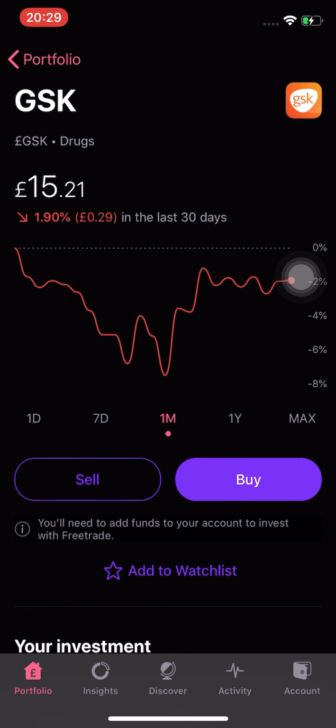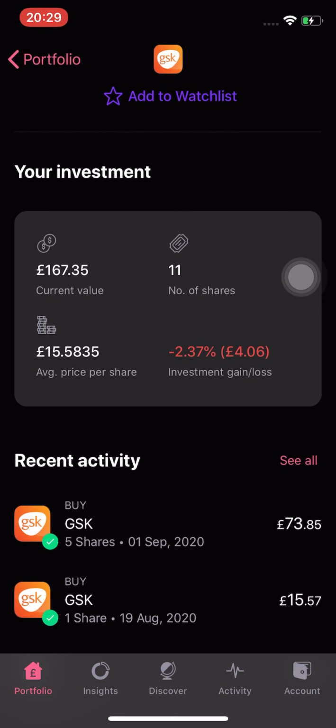GSK is something that I've added to recently. So I have now got 11 shares in GSK with an average price of £15.58p. I'm down 2.37%. That's £4.06p. I think for me, GSK is certainly a long-term play, and I will be continuing to add to this. Perhaps maybe not on the free trade one. Maybe I will. I haven't quite decided.